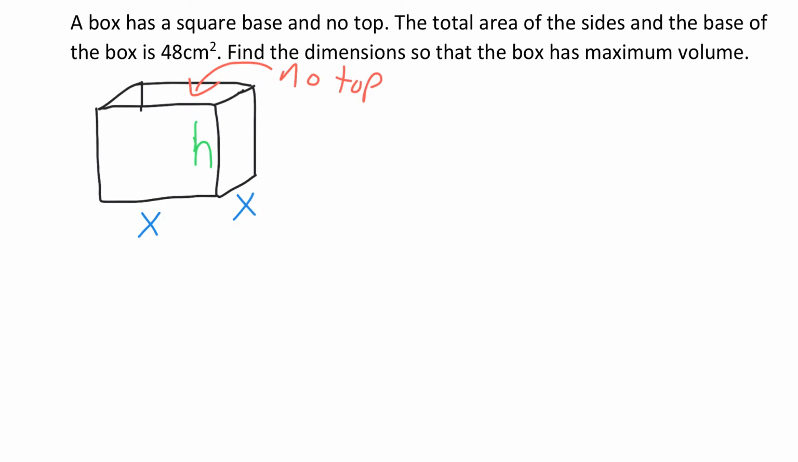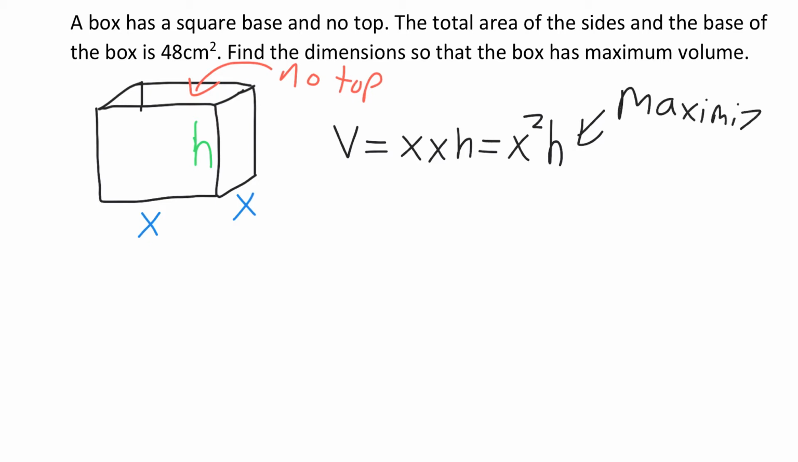Okay, so what are we trying to do in this situation? We're told some stuff about the area and the sides, but really we're supposed to find the dimensions so that the box has maximum volume. And so we want to start there. This is our main goal. Now, the volume of our box will be equal to x times x times h, or simply x squared h. And this is the quantity that we want to maximize. We want to find the largest possible volume given the conditions that have been told to us.